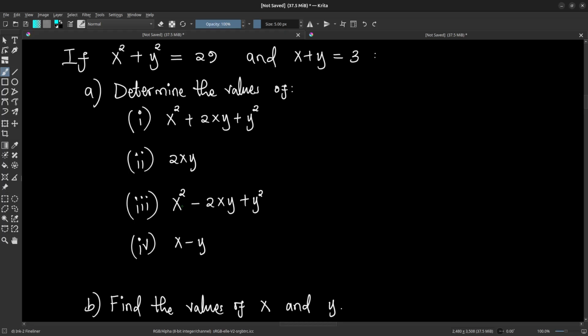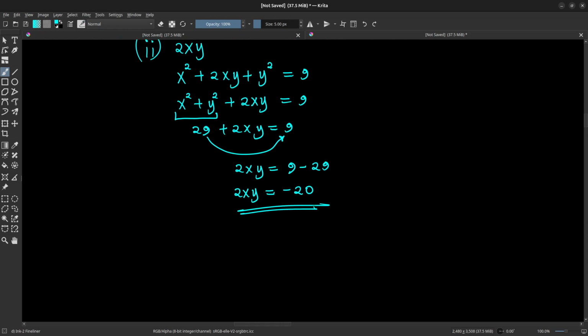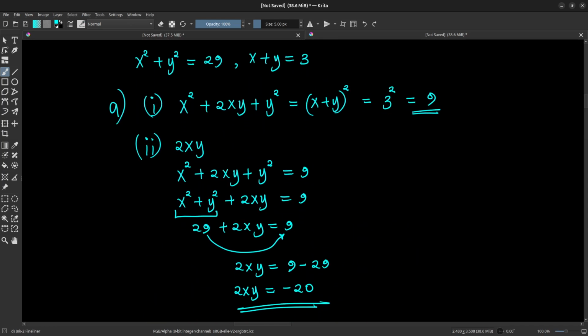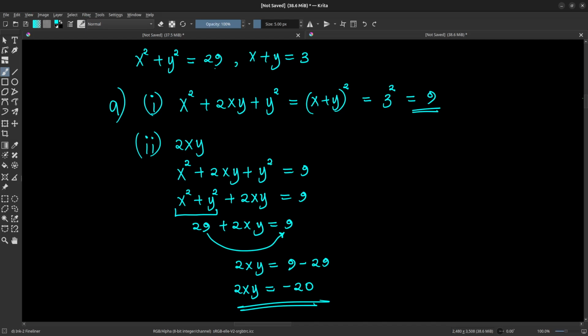Now, the third part reads x squared minus 2xy plus y squared. Again, we can rewrite this as x squared plus y squared minus 2xy, right? We already know the value of x squared plus y squared. We were told x squared plus y squared is 29, right?